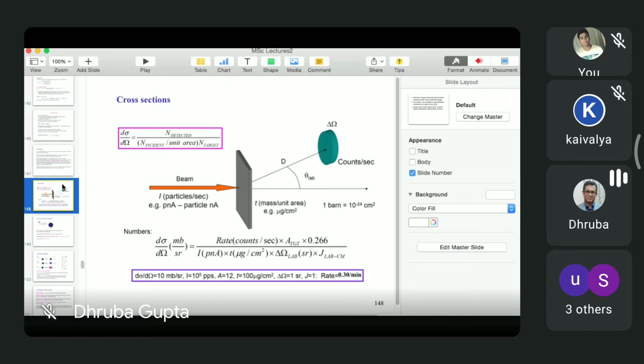Now do you get it? The reduction of the resolution, yes, sir. You cannot pinpoint. Sir, what parameters do we have to think about to fix the theta lab?